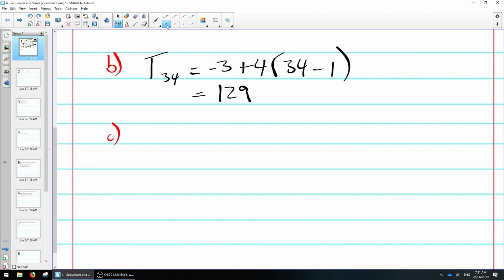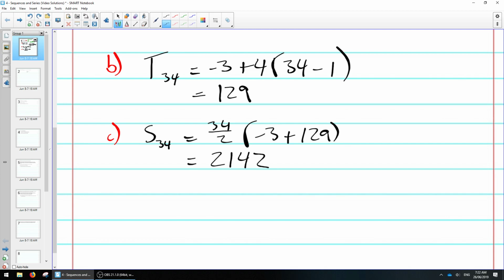So we have S34 equals 34 over 2 times (-3 plus 129). And when you put that into your calculator, you get 2,142. And there's the answer for that. And again, just like with all these sequences and series questions, you could have actually just found all those 34 terms and added them all up, and that would work, but again, that'll take a while. We want to make it quicker.